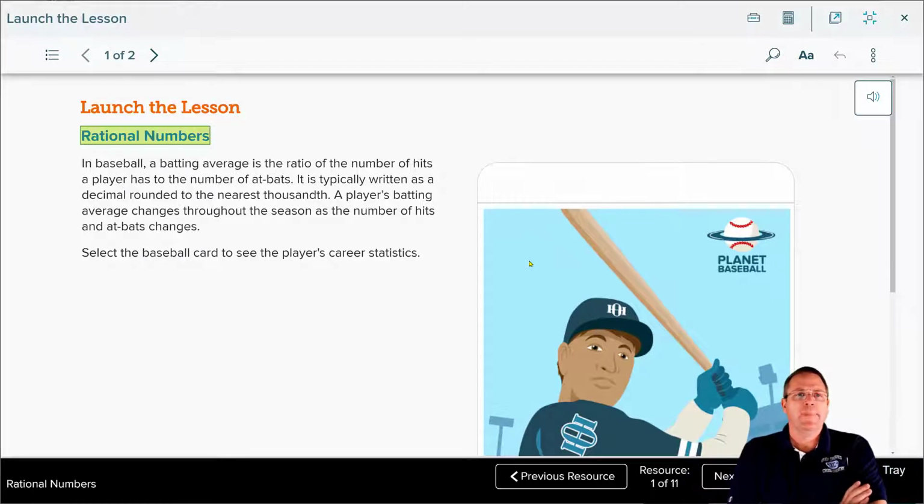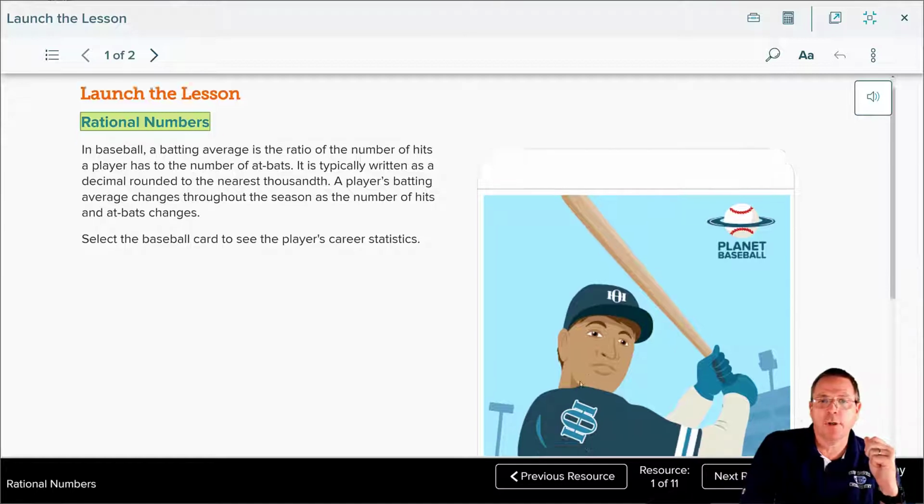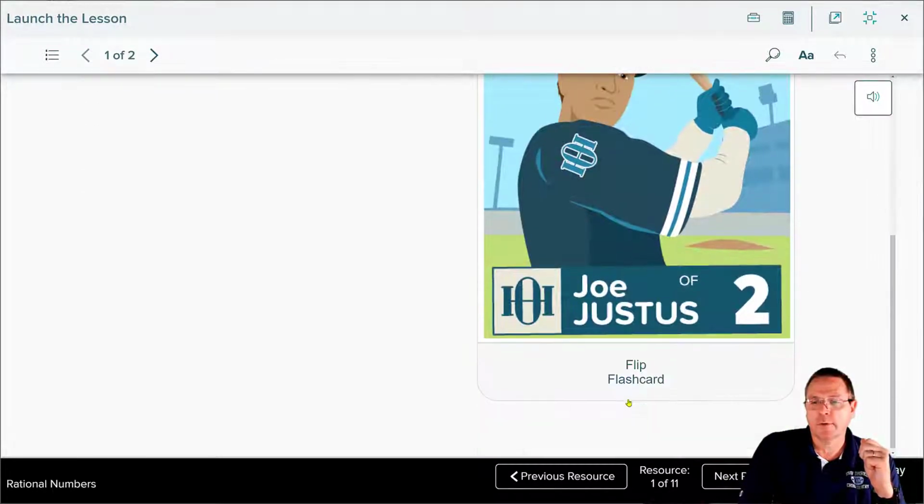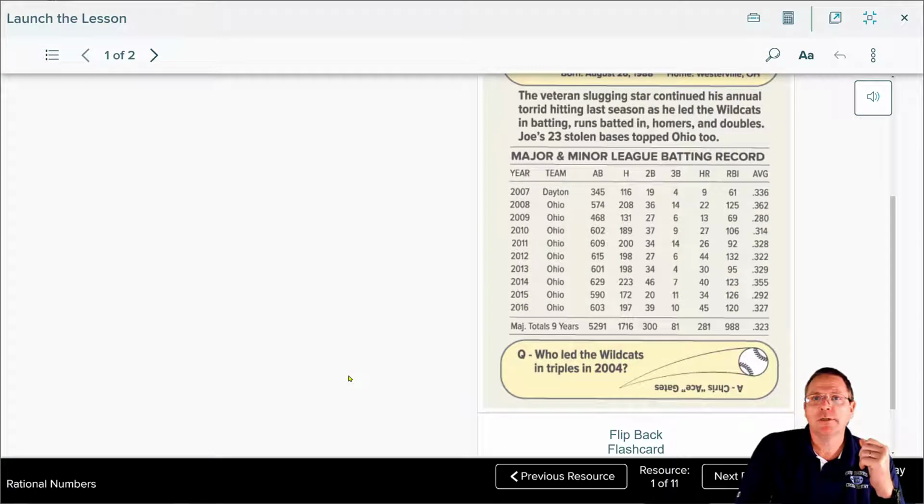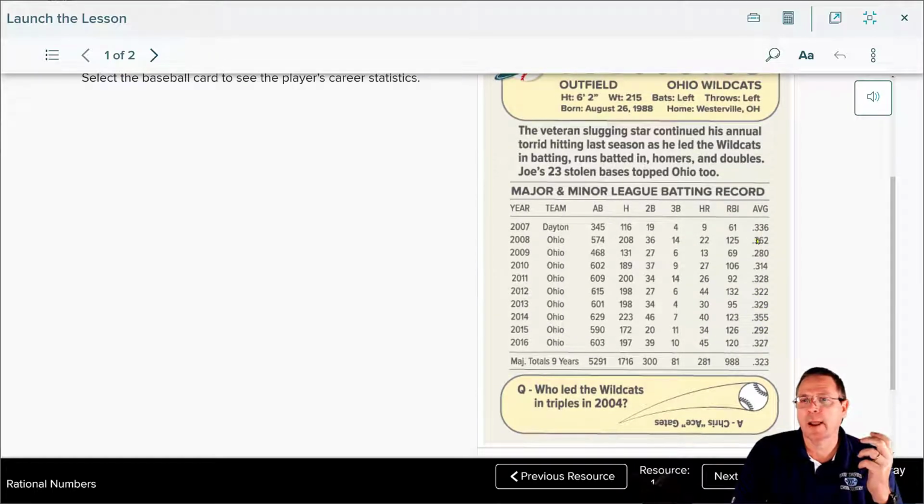In baseball, a batting average is a ratio of the number of hits a player has to the number of times at bat. It is typically written as a decimal rounded to the nearest thousandth. A player's batting average changes throughout the season as the number of hits and times at bat changes. So we're going to select the baseball player's card to view the career statistics, which means right there, and you can see on the back of that card where they've got the different batting averages on the right hand side for each year, how many times he had at bat compared to how many hits.